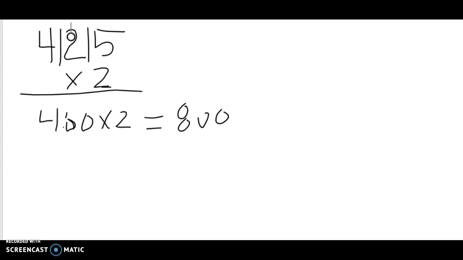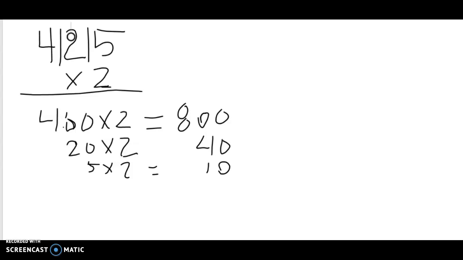And then I'm going to multiply 2 by that 20 because I'm using expanded form. So 2 times 2 is 4. I'm going to bring over that 0. And then 2 times 5, because that 5 is in the 1 spot, will give me 10.